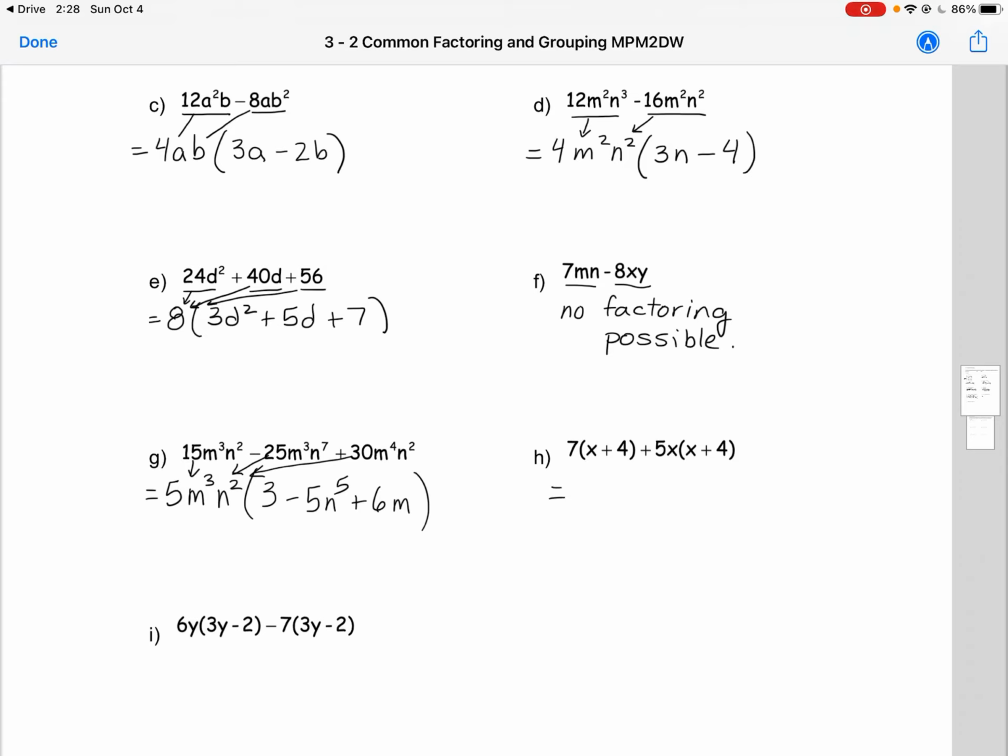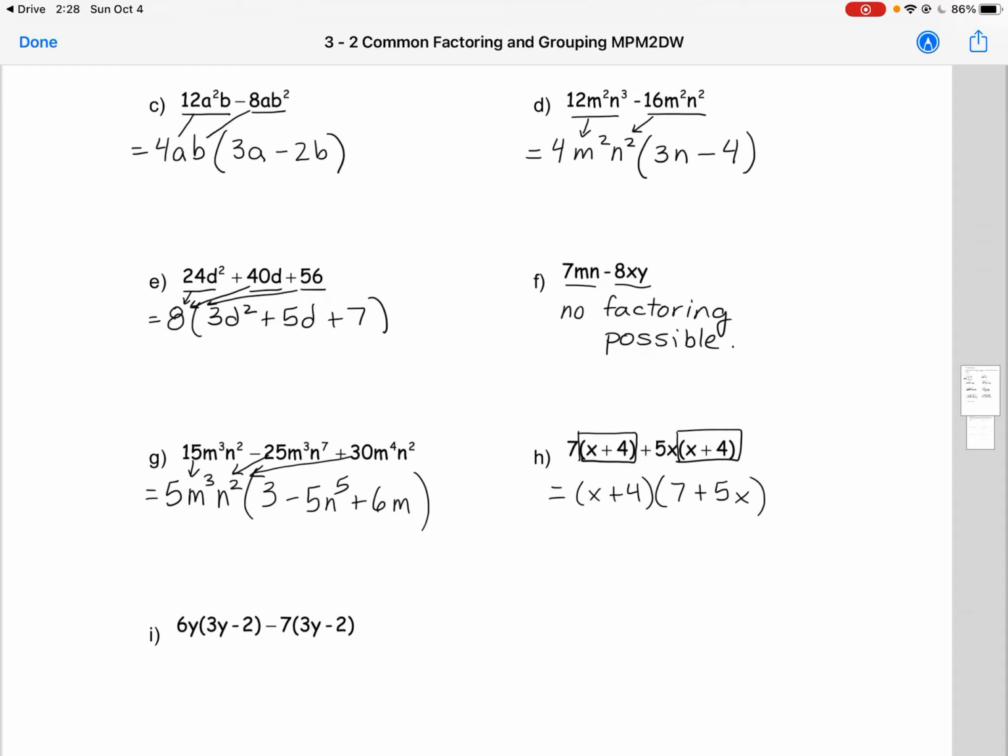My example H, I could expand here first. I could also notice that this bracket here is the same in both terms. So what I'm actually going to treat as my greatest common factor, I'm going to write out in front. Now if I divide my first term by x plus 4, all I'm going to be left over with is 7. If I divide my second term by x plus 4, I'm going to be left over with 5x. I have successfully factored that expression.